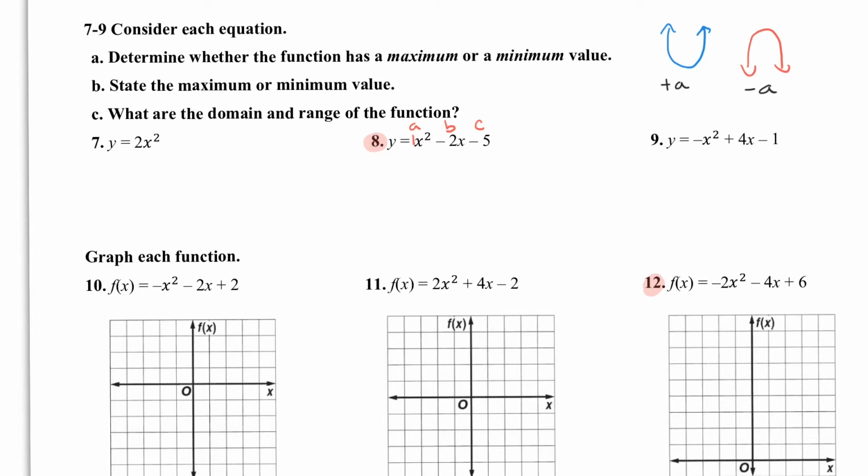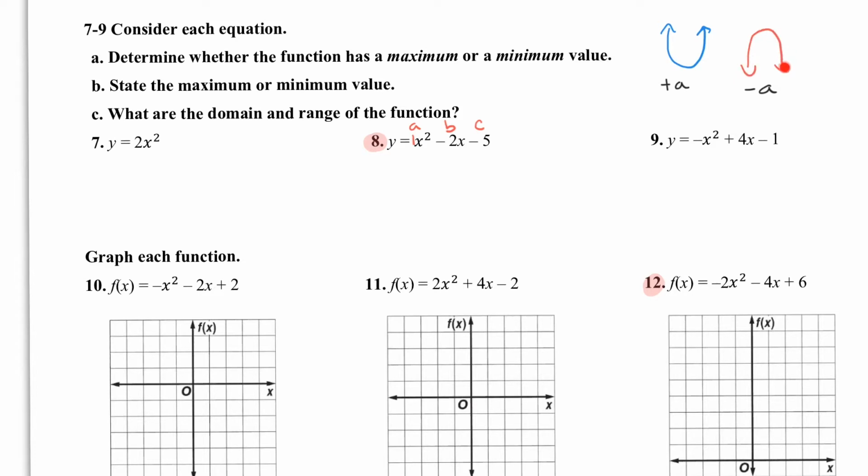In this equation, the A value is positive. A value 1 is positive. So that means my U shape is going to go up. When you have a U shape going up, we are going to have a minimum. This point right here is the minimum. If the parabola is going down like this, the point up here is going to be the maximum.